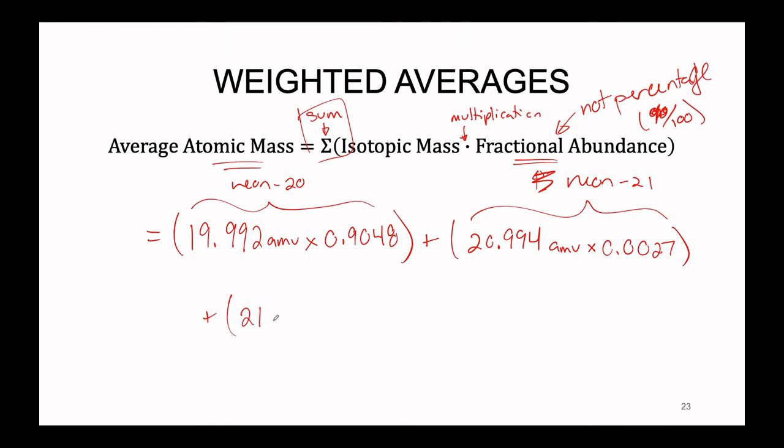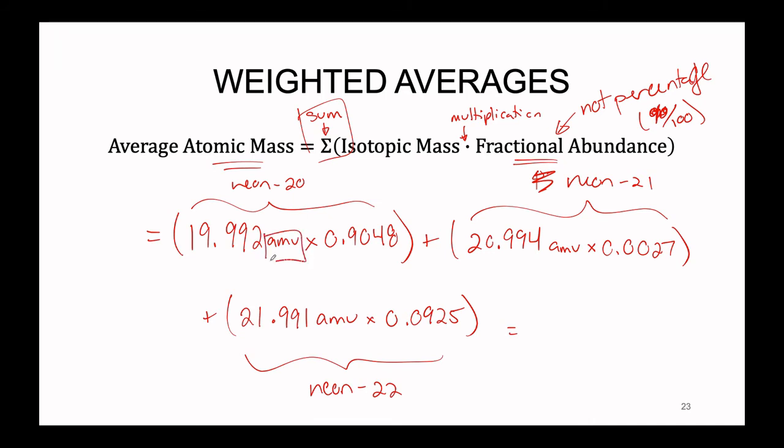All right, 21.991 atomic mass units. Multiply that by the fractional abundance, 0.0925. And again, just to make sure I'm being explicitly clear, this is neon-22. So we have all of the weighted isotopic masses now taken into account. We just have to add these things together. In crunching the numbers, again, bearing in mind that our unit in the end is going to be atomic mass units, our average atomic mass for neon is 20.18 AMU.